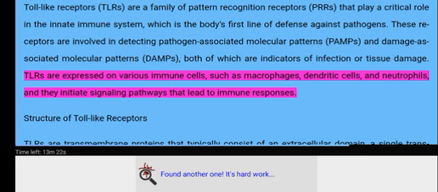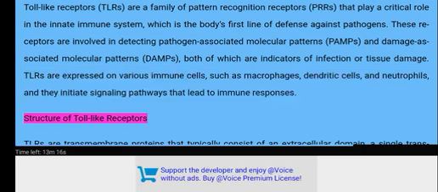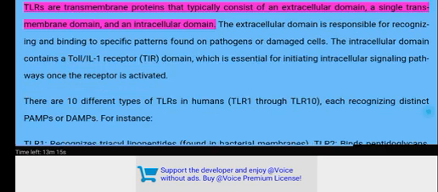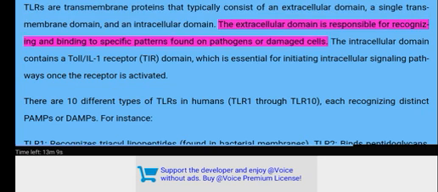TLRs are expressed on various immune cells, such as macrophages, dendritic cells, and neutrophils, and they initiate signaling pathways that lead to immune responses. Structure of Toll-like receptors. TLRs are transmembrane proteins that typically consist of an extracellular domain, a single transmembrane domain, and an intracellular domain. The extracellular domain is responsible for recognizing and binding to specific patterns found on pathogens or damaged cells.